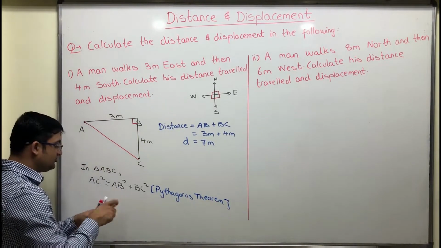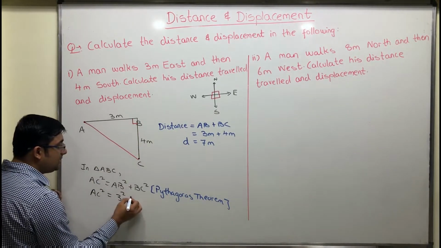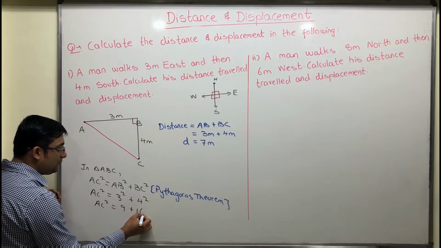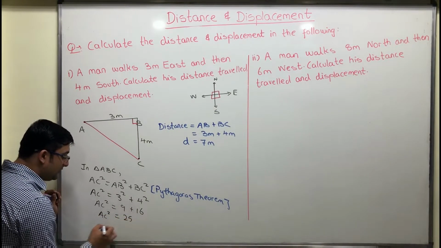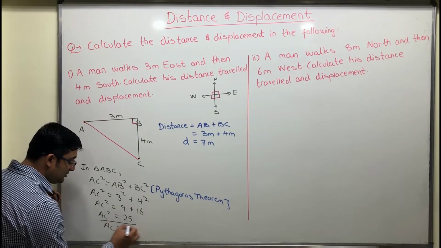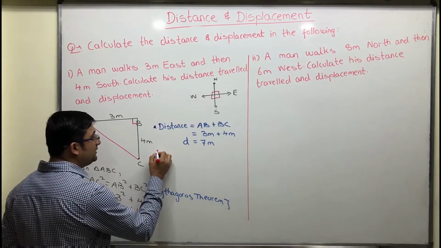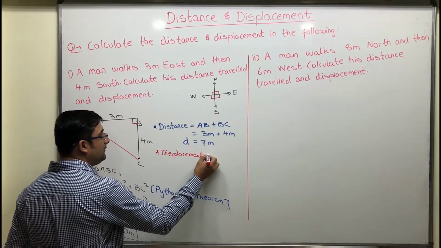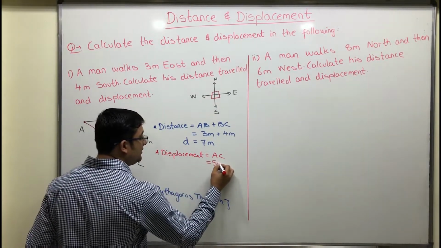So let's plug in the values. So we have AC square is equal to AB, that is 3 square, plus BC, that is 4 square. So AC square is 3 square 9, plus 4 square 16, 9 plus 16 is 25. So AC square is 25. So what is AC? Square root of 25, that is 5 meters. So this over here is the displacement. Is this clear? So I'll write down over here, displacement is equal to AC. So what is the value of AC guys we got? 5 meters. Is this clear guys?